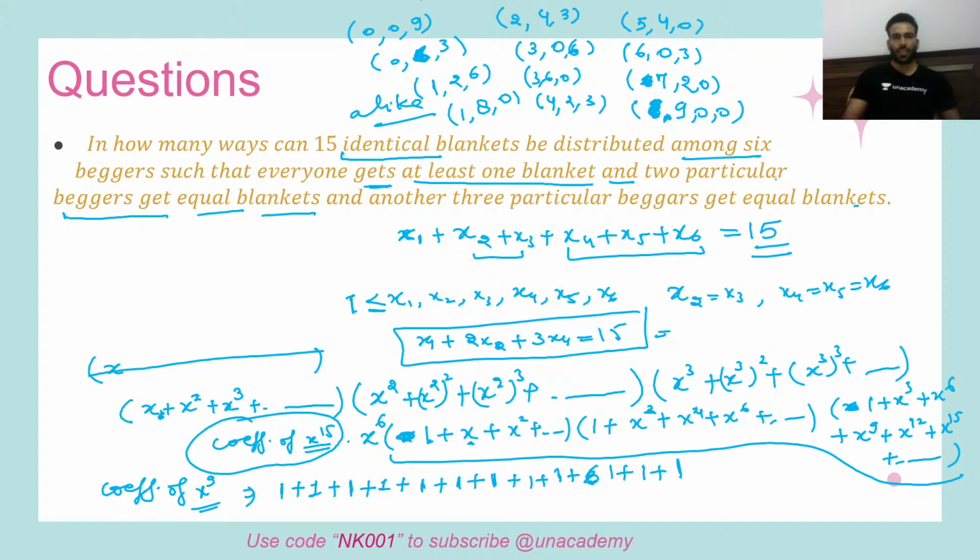So how many options are available? 1, 2, 3, 4, 5, 6, 7, 8, 9, 10, 11, 12. So 12 options are there, buddy. 12 options are there. 1, 2, 3, 4, 5, 6, 7, 8, 9, 10, 11, 12. So 12 options are there. It's not 11, it's 12.